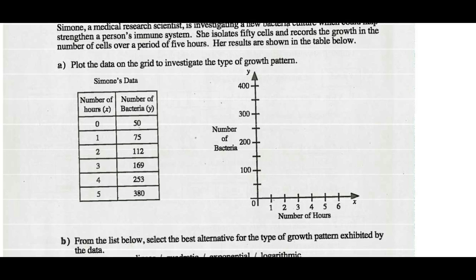Plot the data on the grid to investigate the type of growth pattern. All right, so number of hours was 0. She had 50 bacteria. After 1 hour, there were 75. After 2 hours, 112. 3 hours, 169. 4 hours, 253. And 5 hours, there were 380. All right, so we know we can connect these because you could have, after 0.47 hours, there'd be so many bacteria. So these are a continuous function.